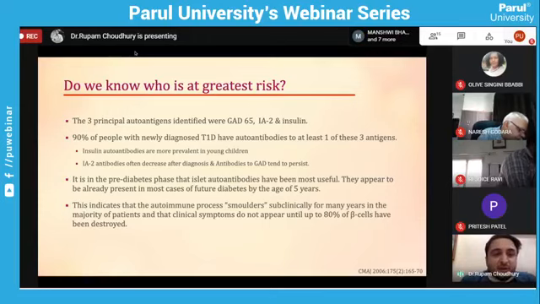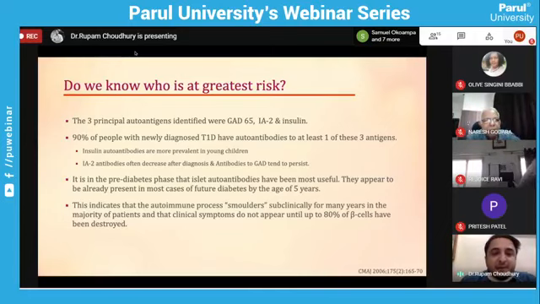Insulin autoantibodies are more prevalent in young children. IA2 antibodies often decrease after diagnosis, and antibodies to GAD tend to persist. So even if someone is already diagnosed as type 1 diabetes, if we want to confirm the diagnosis after 2-3 years, we need to do GAD, not IA2, because IA2 will disappear.